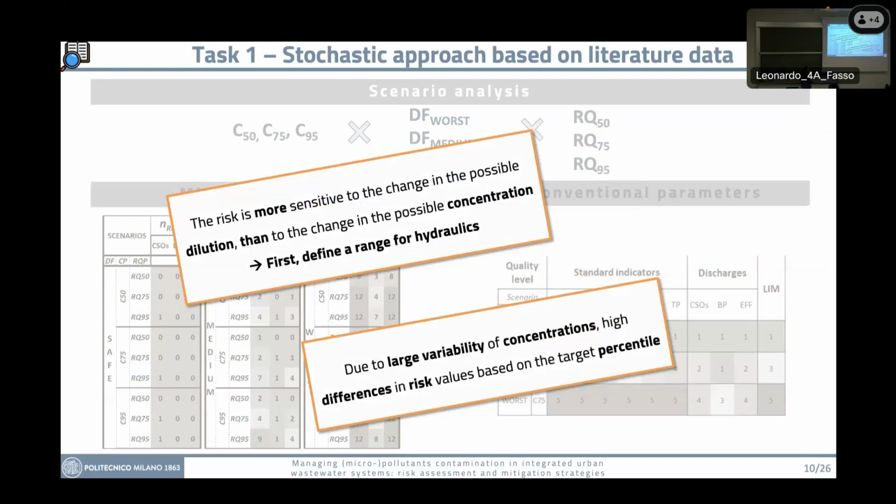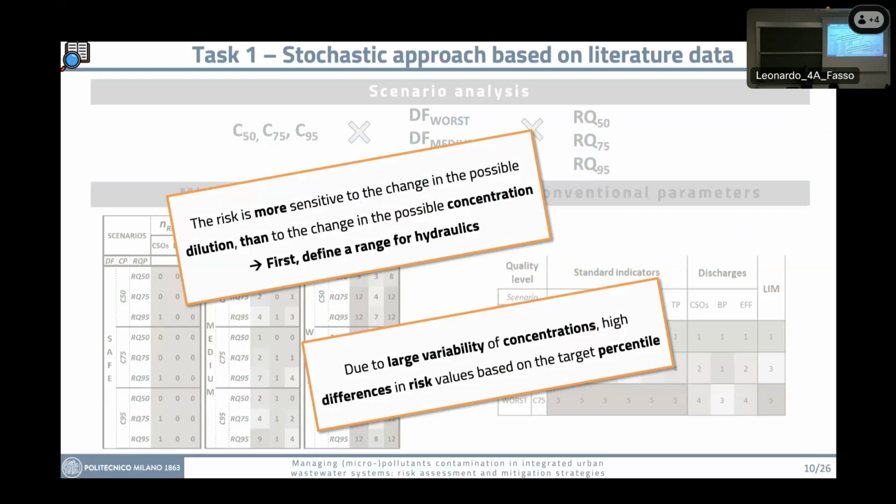But what we found is that the risk is actually more sensitive to the change in the possible dilution rather than to the change in the possible concentration. So if we want to do a risk assessment, we first have to define a range for hydraulics, at least a range. And we saw that when we define this range, it doesn't need to be very specific, then concentration is the parameter that actually affects the risk.